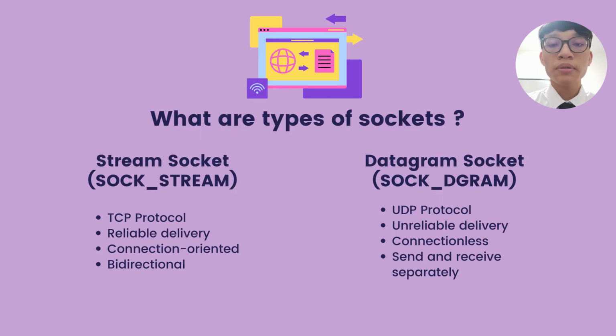So, what are the types of socket? First, we have stream socket or SOCK_STREAM, which utilizes the TCP protocol. It is a reliable delivery, connection-oriented and bidirectional, meaning that the sockets can receive and send messages at the same time. Next, we have datagram socket or SOCK_DGRAM that utilizes the UDP protocol, which is an unreliable delivery and also connectionless, and also sends and receives messages or data separately.